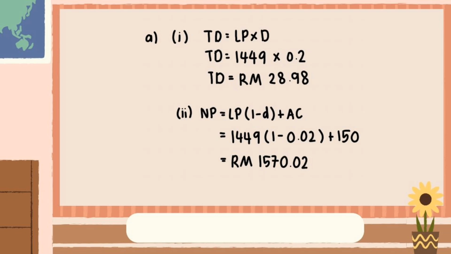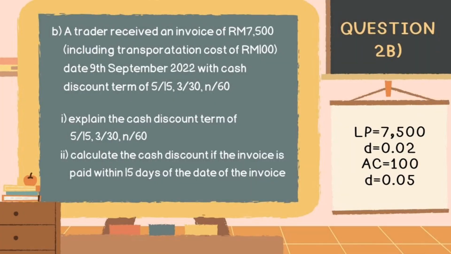Now we need to find the net price of the electronic drum. So we use the formula NP equals LP (1 minus D) plus additional cost AC. So we put list price 1,449 (1 minus 0.02, that is the discount) plus additional cost, which is 150. And the answer is 1,570 ringgit 2 sen.